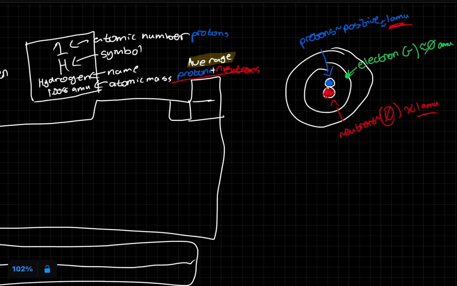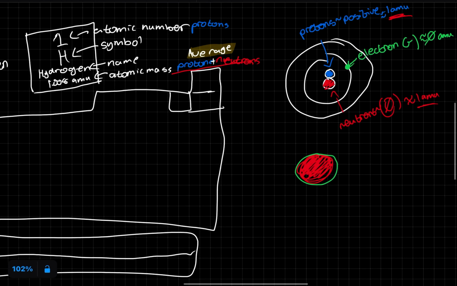For example, if you're still confused, let's just say you've got a watermelon. Those seeds in the watermelon, they don't really count much for the mass of the watermelon itself. It's just mostly the watermelon stuff, and that watermelon stuff is the protons and the neutrons. So that's why electrons aren't really considered in the atomic mass.